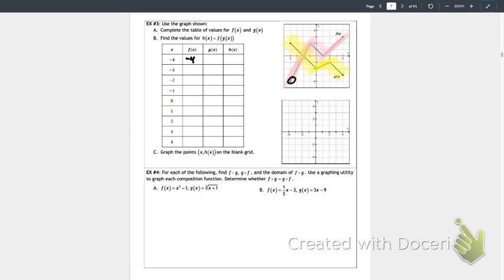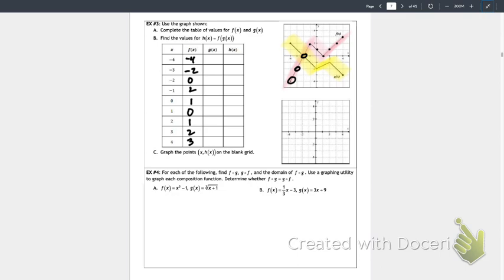F of negative 3 will be right here at negative 2. F of negative 2 would be right here at 0. F of negative 1 is going to be up here at 2. F of 0 is 1. F of 1 is 0. F of 2 is 1. F of 3 is 2. And f of 4 is 3.